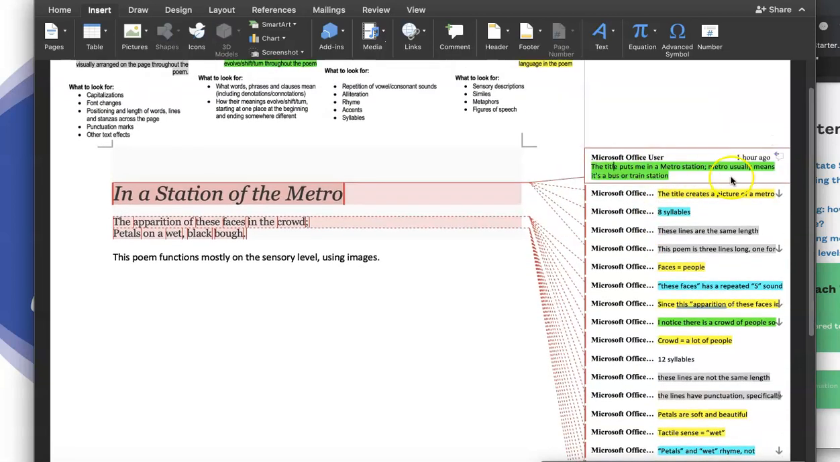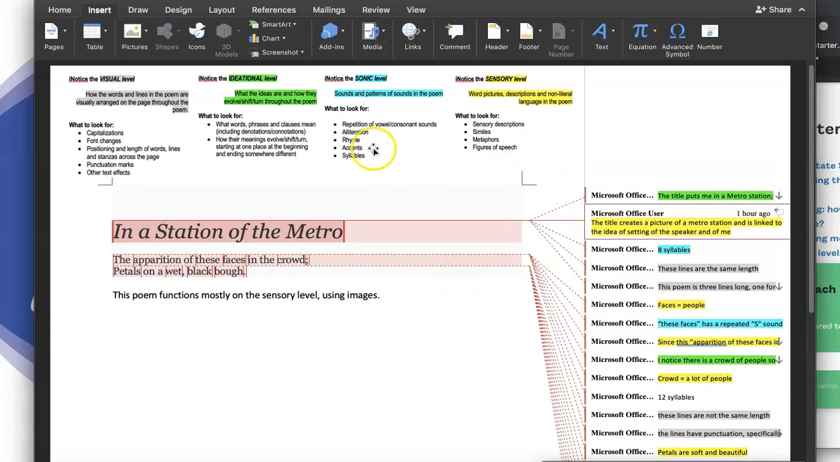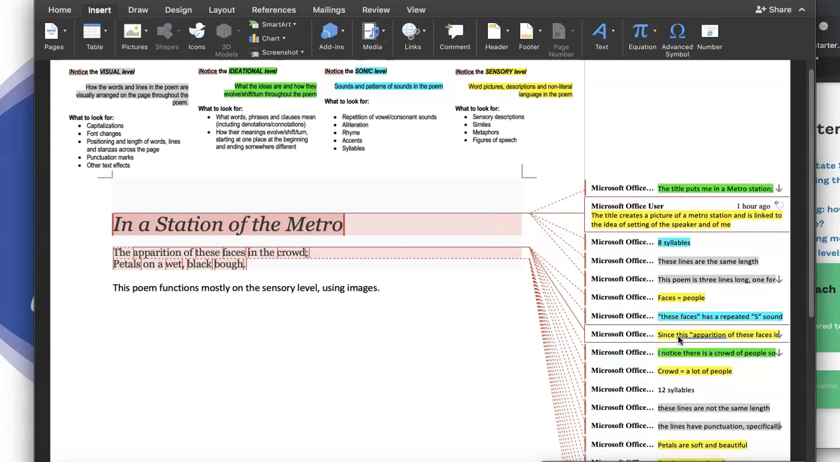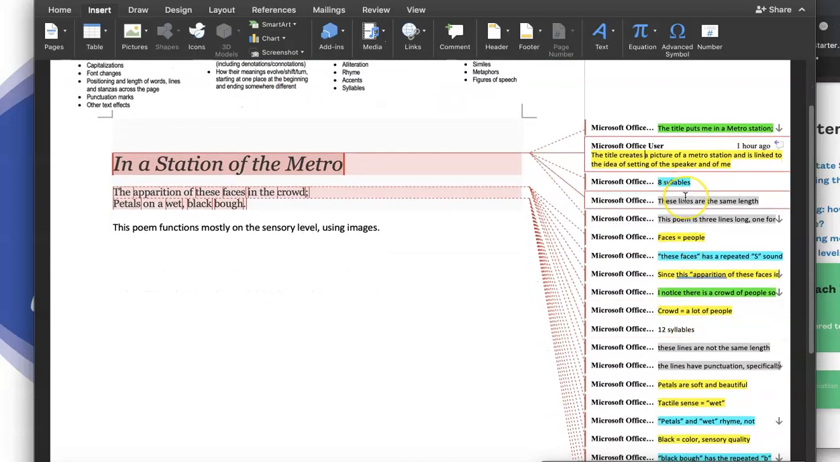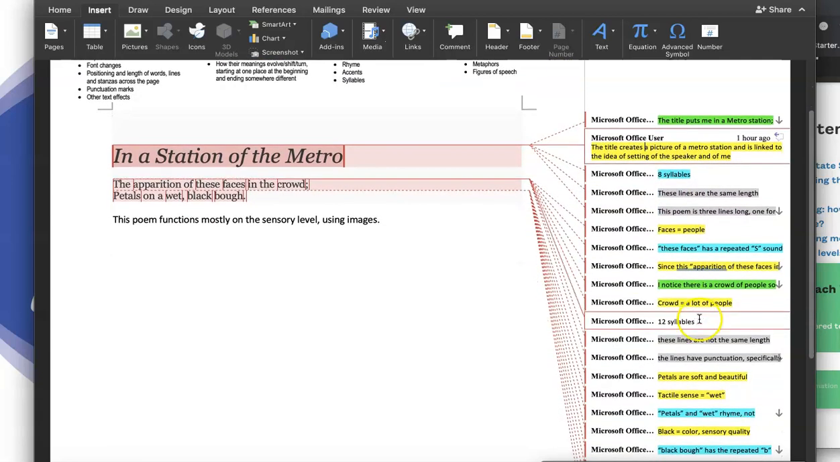The title puts me in a metro station. That's an idea. The picture of the station. And all of the yellows are all of the sensory levels. The blues are all the sounds. The greens are all the ideas. And the grays are all of the visual aspects of the poem that I've noticed.